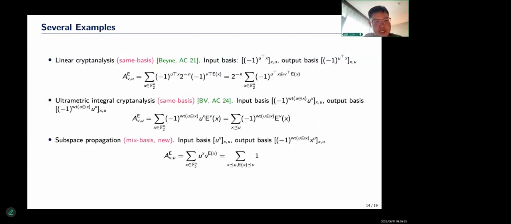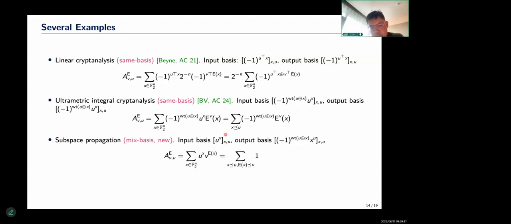Let's see some examples. So the linear cryptanalysis is a typical same basis attack, because the input basis and output basis are the same. And the recent arithmetic integral cryptanalysis is also a same basis attack. Now I will introduce a new one called subspace propagation. This attack is not a new one, because the subspace propagation or subspace attack has been studied in previous papers. But our work is that we can use the geometric approach to study these known attacks.